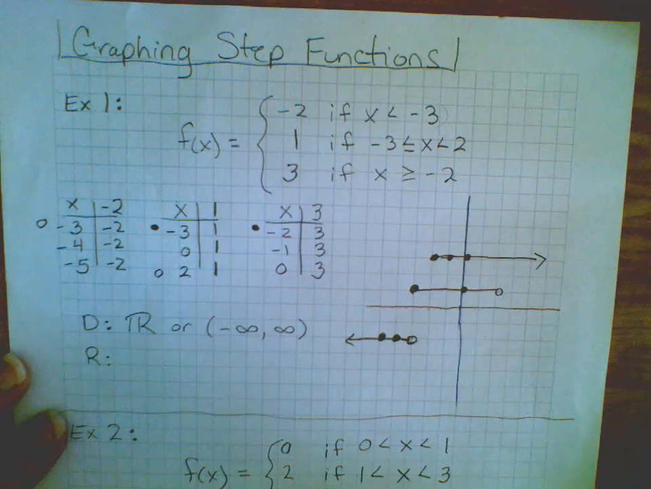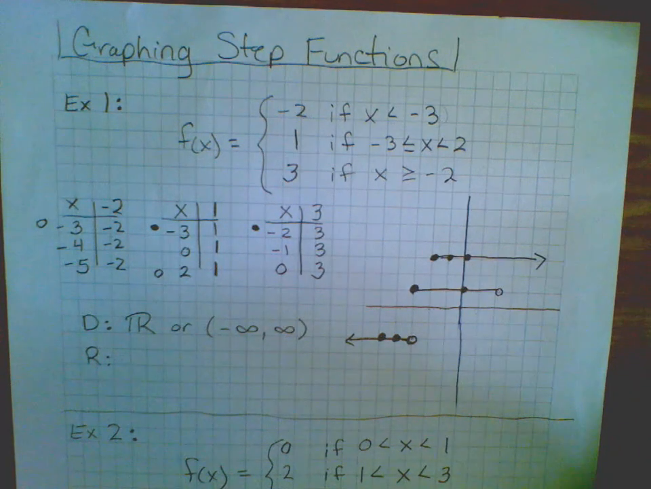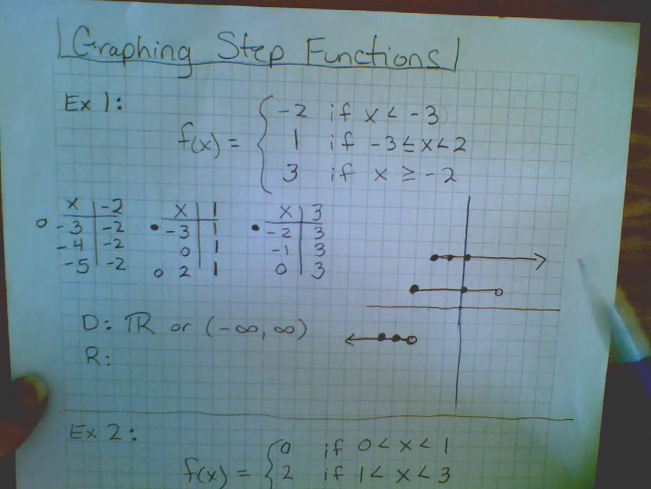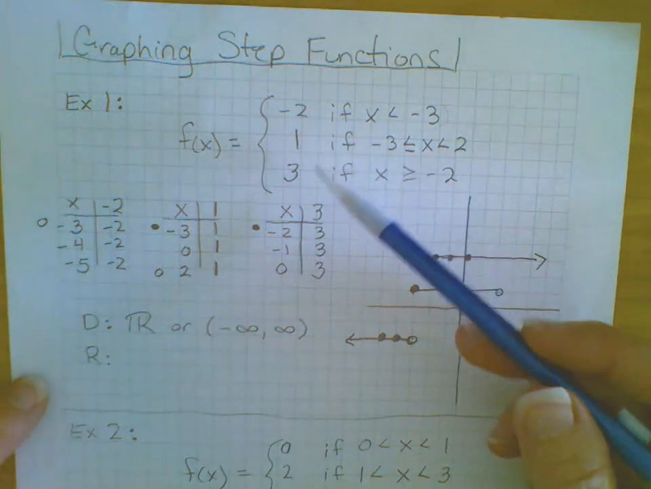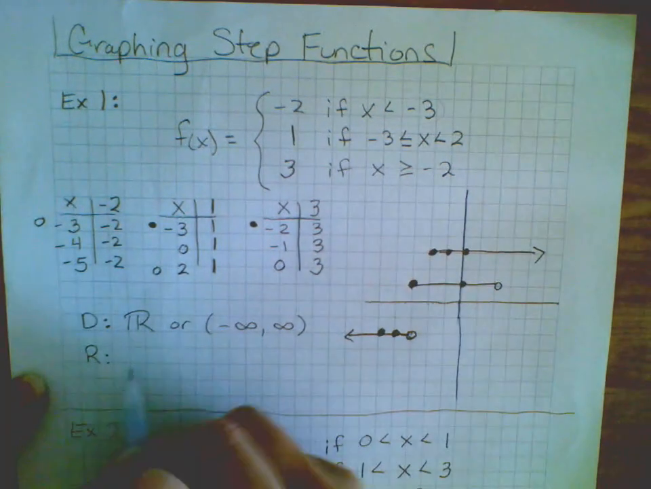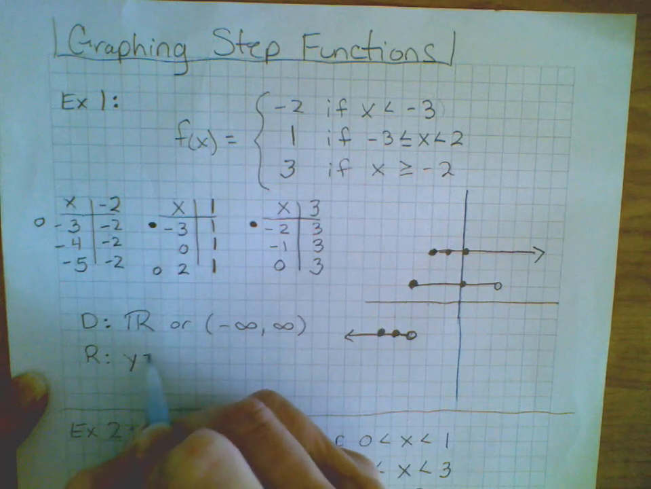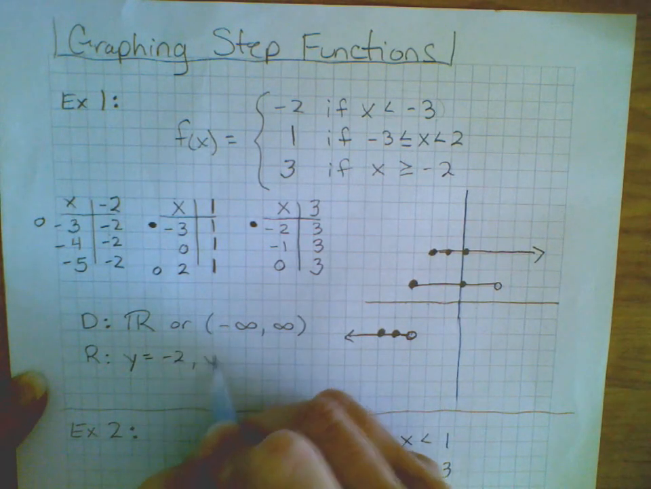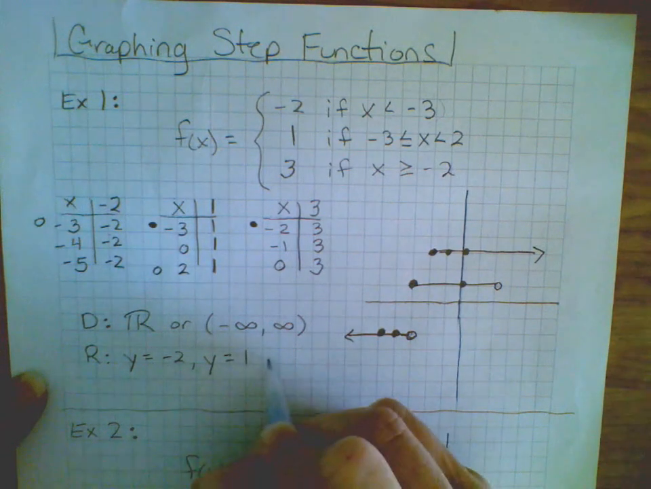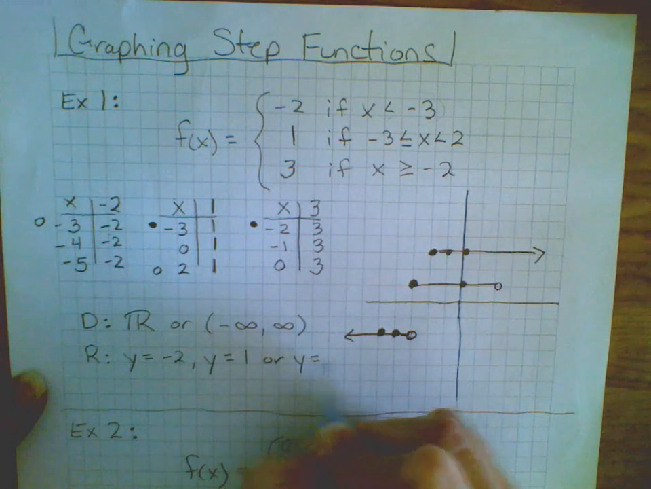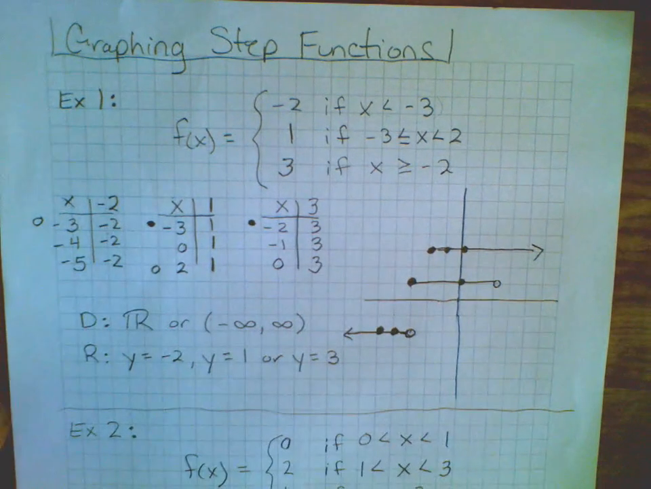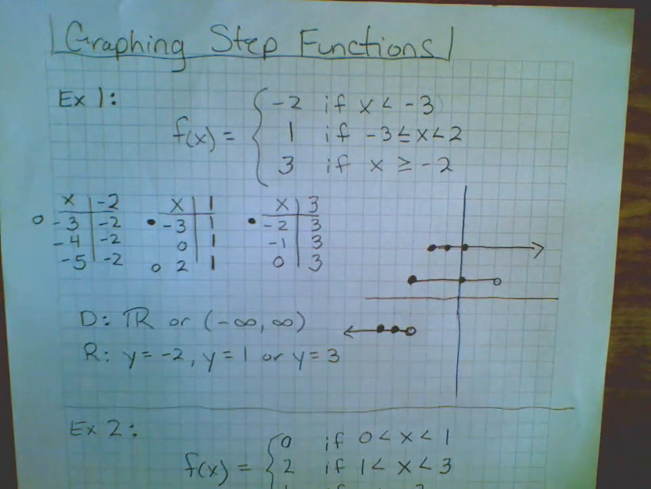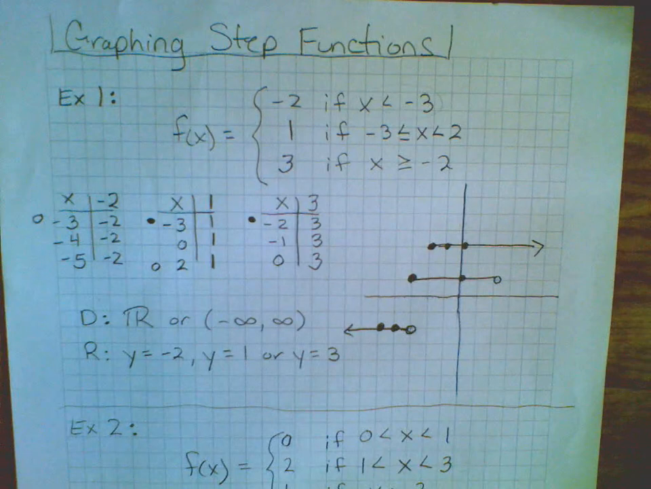And then the range, well, the only values for y that we're graphing are at negative 2, 1, and 3. So I'm going to say y equals negative 2, comma, y equals 1, or y equals 3. And that would make my range. Okay, let's keep going.